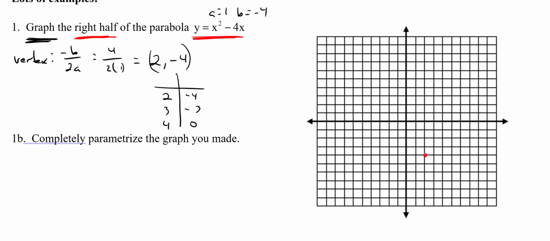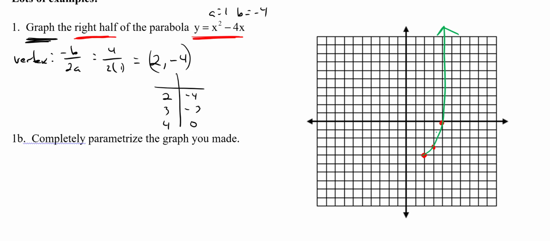Let's go ahead and plot that. 2, negative 4 is here. 3, negative 3 is here. And 4, comma 0 is here. You guys should know it's a parabola. Graph it nicely. Don't draw a straight line. So here's the graph. Looks pretty good. Nice little right-hand side of your parabola.